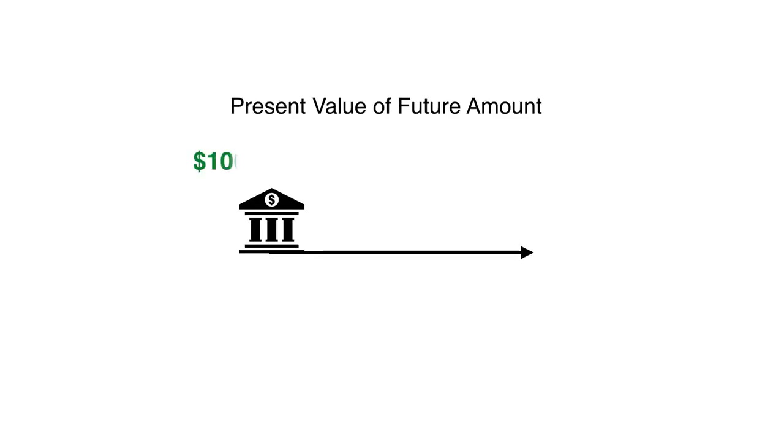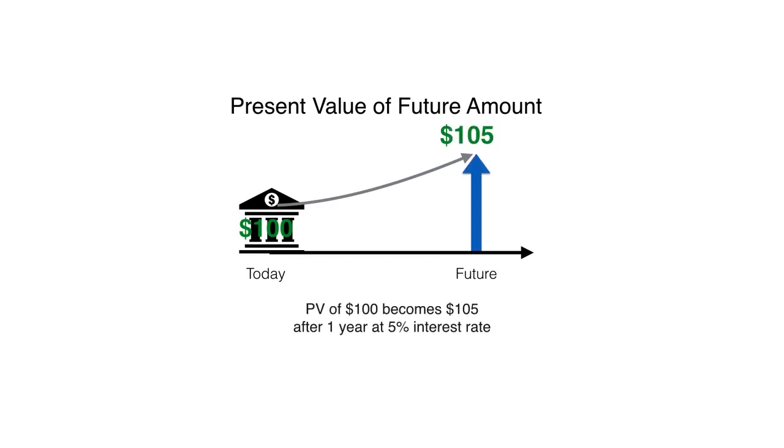We deposit $100 in the bank today. The bank pays interest of 5% per year. So after 1 year, we have $105 in our bank account. We have the original $100 that we deposited plus $5 of interest. We compute the interest by multiplying the original deposit, the $100, by the interest rate, the 5%. So 5% of $100 is $5. So the interest we earned is $5.